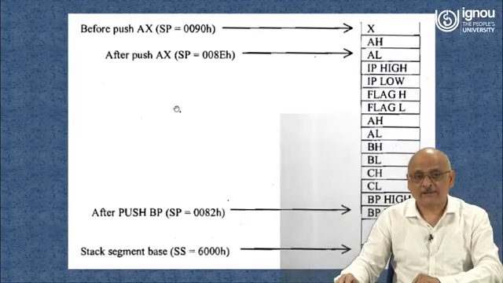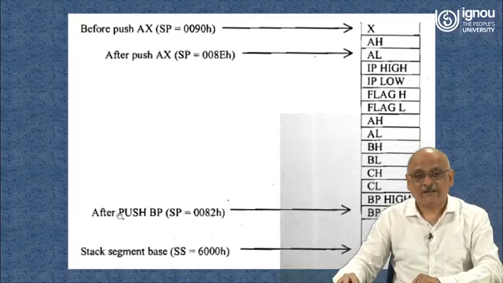So let's see that particular stack. IP high, IP low because of the call. Flag high and flag low because we pushed the flag register. AH and AL because we pushed the AX register. BH and BL because we pushed the BX register, CH and CL, and finally BP high and BP low because this is what we pushed last, right? So now what you see, after pushing BP, our stack pointer is 0082H. So this is pointing to this particular location.